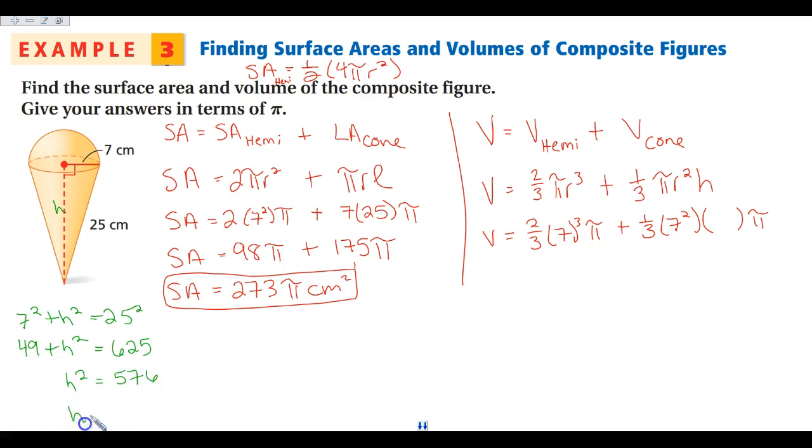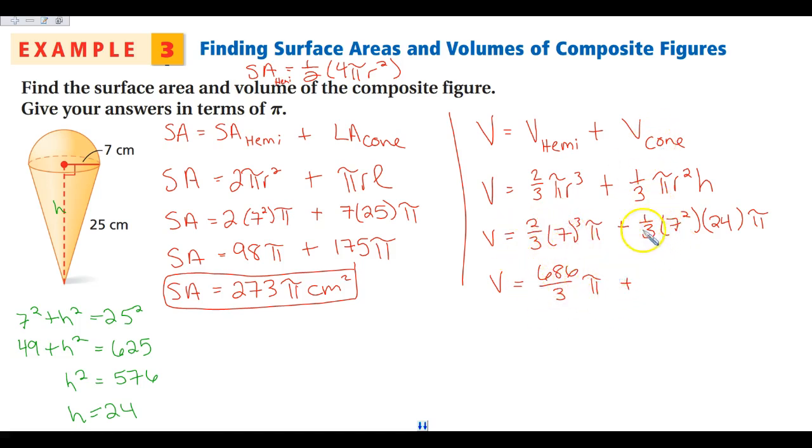And when I square root that, I'm going to get that 24 is my height. All right, so 24 is going to go right here. So then we're going to go ahead and calculate through with this. This is going to give me 686 over 3 pi, because an easy way that you can check whether or not you're going to be divisible by 3 is to see if that initial number is divisible by 3.